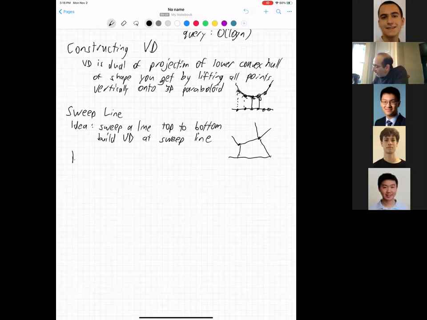Now there's a problem with this approach, which is we want the Voronoi diagram of the shape that is behind the sweep. We want the Voronoi diagram to appear behind the sweep line, but in fact, the Voronoi diagram is not fully determined by what we see above the sweep line. Why is that?